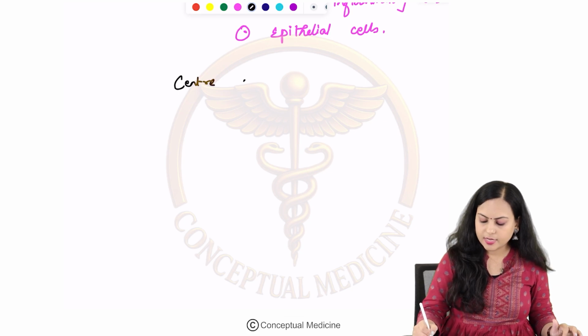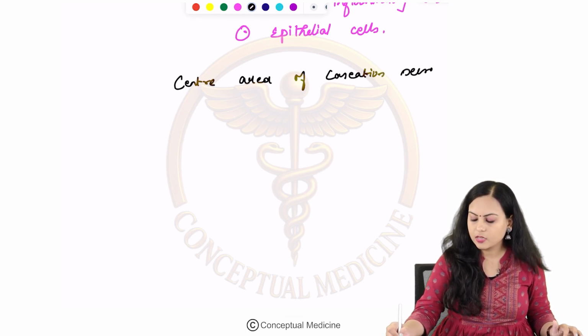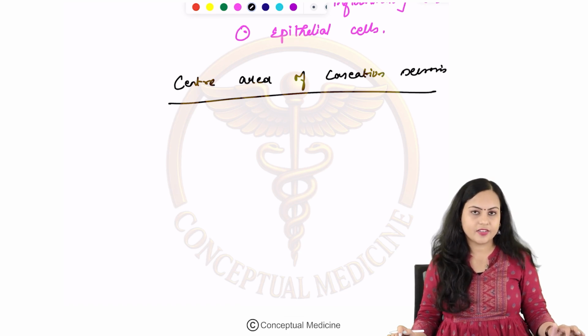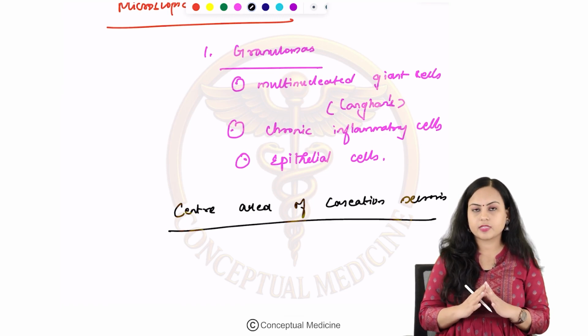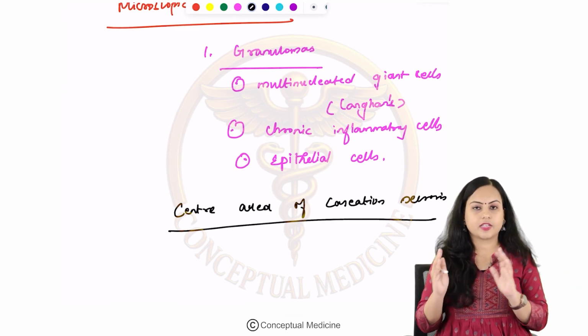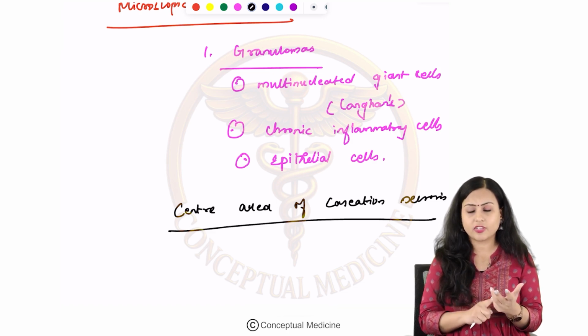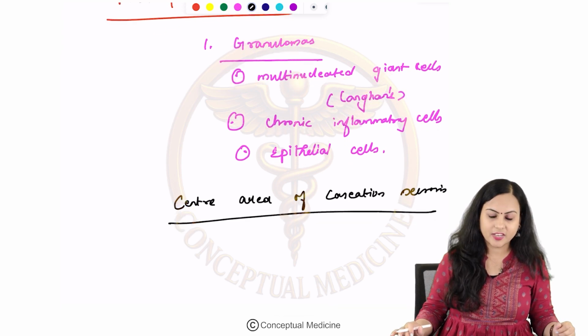And center area of caseation necrosis can also be seen in case of tuberculosis. Clear? So, these are the microscopic appearances. Once again, I will tell you, microscopic appearances consist of granulomas and caseation necrosis. Granulomas consist of multinucleated giant cells, which is the Langerhans giant cells, and then you can have chronic inflammatory cells or the epithelial cells. Clear?